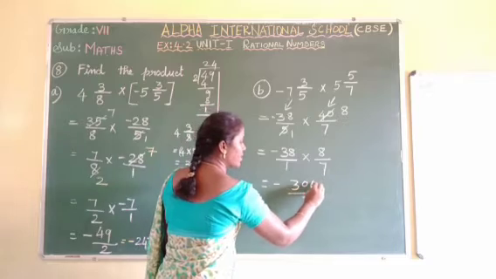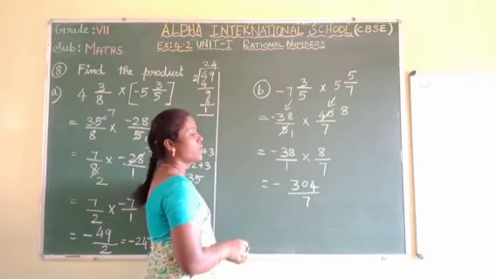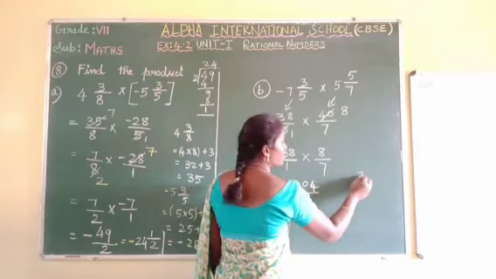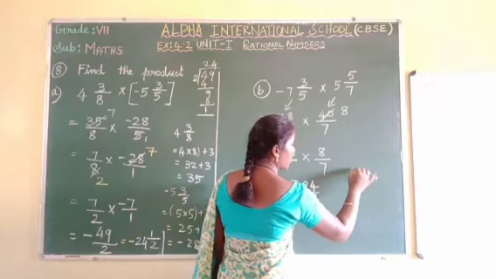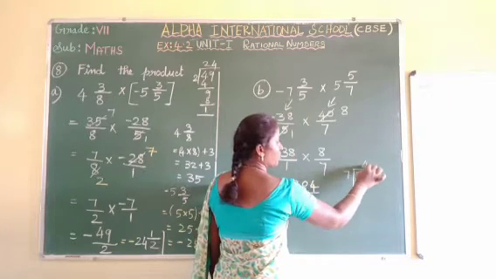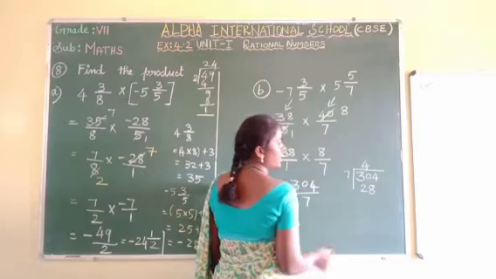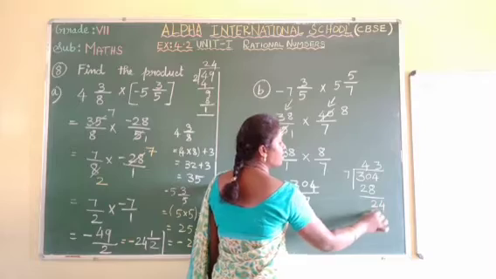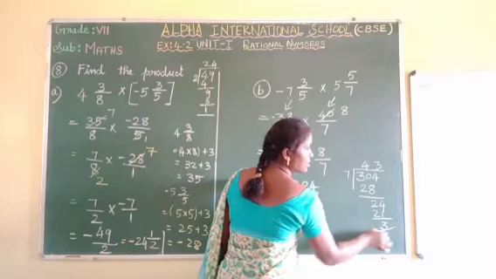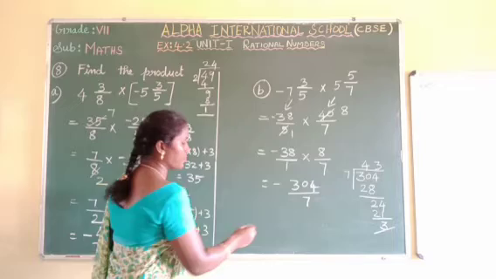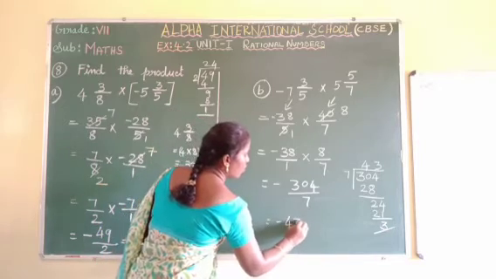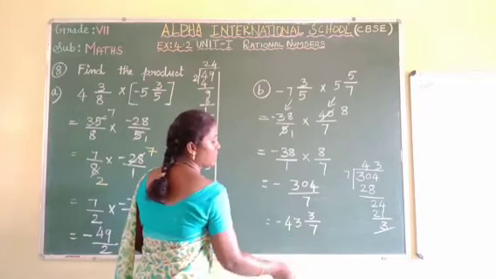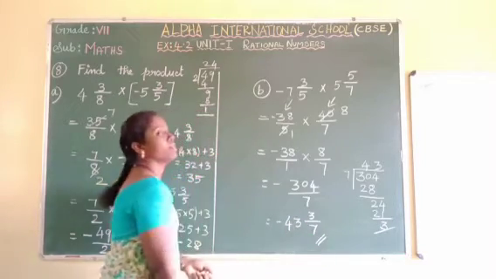Now check the answer again, whether the answer is in the standard form. No. So we have to give the answer in the mixed fraction. How to do that? We have to divide 304 by 7. 4 7s are 28, remainder 2, bring down 4, 24. 3 7s are 21. Remainder is 3. So what is the final answer? Minus 43, and the remainder is 3 by 7. Minus 43 3 by 7 is the final answer for this given product.